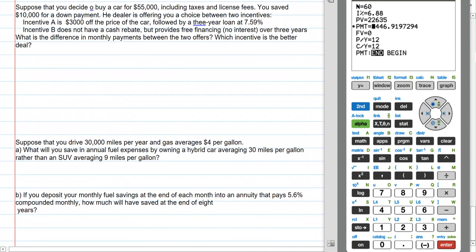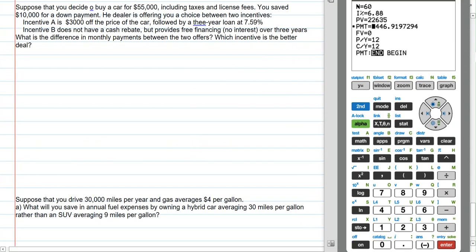Well, let's do another one and make sure we have what we need. This has a lot of language, so we have incentive A and incentive B involved here. So let's see what we have. Suppose you decide to buy a car for $55,000, including tax and license fees. You save $10,000 for the down payment. The dealer is offering you a choice between two incentives.